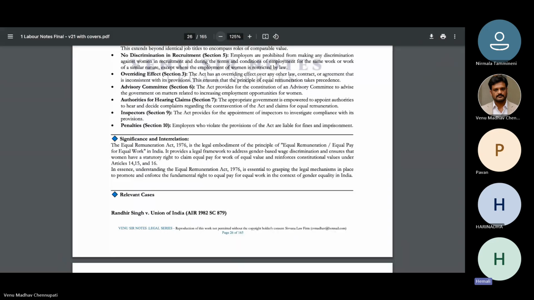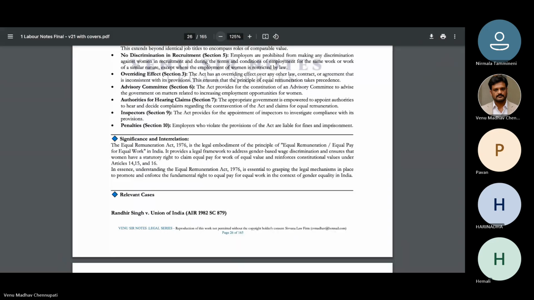Significance and interrelation. The Equal Remuneration Act 1976 is the legal embodiment of the principle of equal remuneration, or equal pay for equal work in India. It provides a legal framework to address gender-based wage discrimination and ensures that women have a statutory right to claim equal pay for work of equal value, and reinforces constitutional values under Articles 14, 15, and 16. Principle is equal remuneration, equal pay for equal work. Constitutional values are 14, 15, and 16. In essence, understanding the Equal Remuneration Act 1976 is essential to grasping the legal mechanisms in place to promote and enforce the fundamental right to equal pay for equal work in the context of gender equality in India.